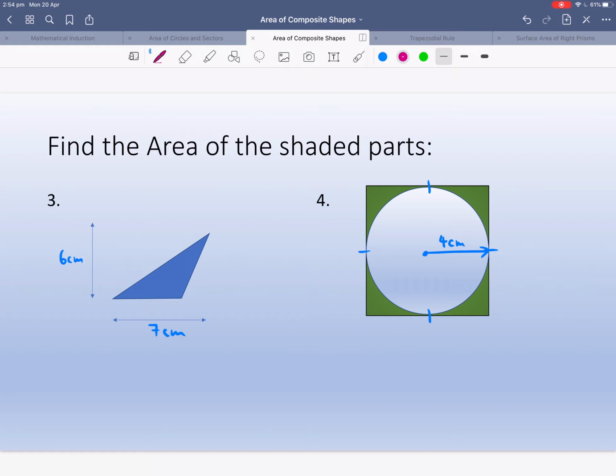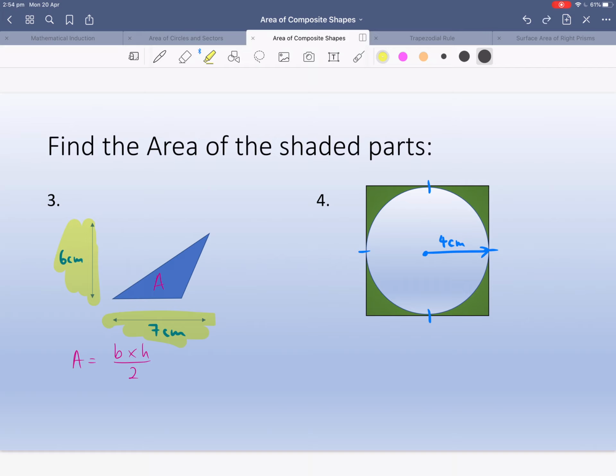Here, there's a couple of ways we can do this one. This number 3 is actually not a composite shape, it's just one triangle. So we just need to find that area. Now the area of a triangle, remember, is base times height divided by 2. What is our base? 7 centimeters. What is our height? 6 centimeters.